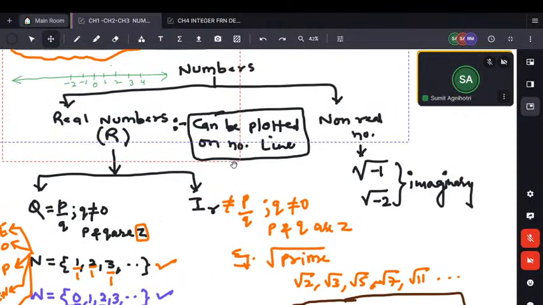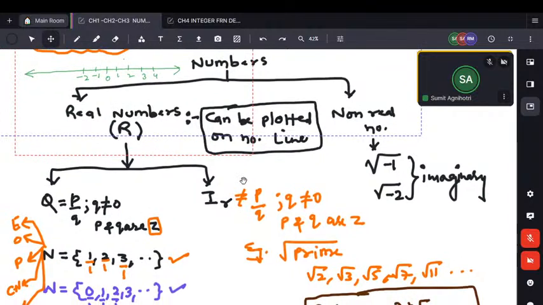That means all these rational and irrational numbers together give you real numbers, because under rational we take those numbers that are in the form of p by q, where q is not 0 and p and q are integers. And under rational numbers we already include natural, whole, integers, and under natural we already include even, odd, prime, composite.